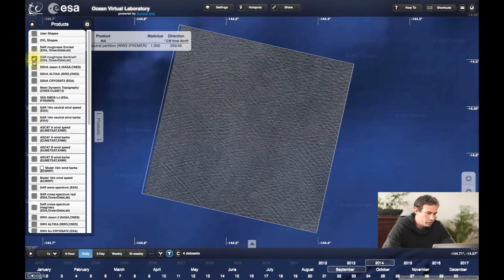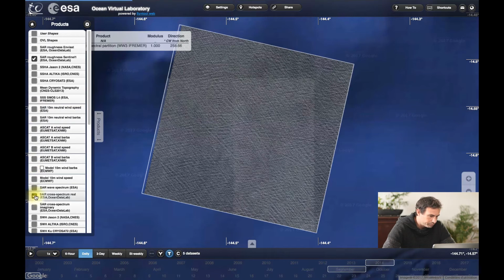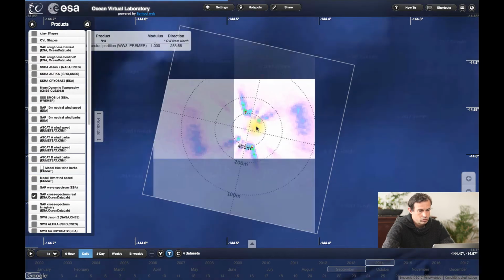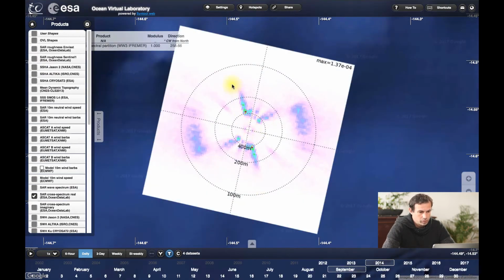And so to estimate the wave spectra, you first need to estimate the spectra of the SAR image. That's what I will show. So here is the spectrum for this image, where we see the direction and the wavelengths. The closer you are to the center, the longer the wavelengths. And you see very distinct directions of the waves in different directions.